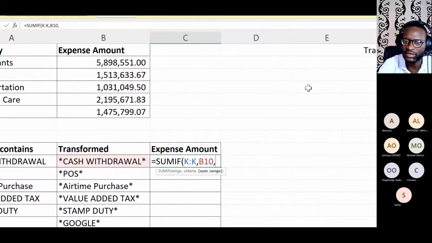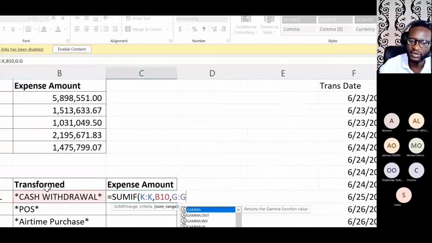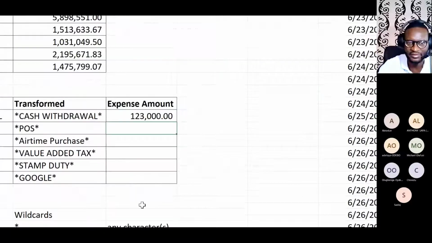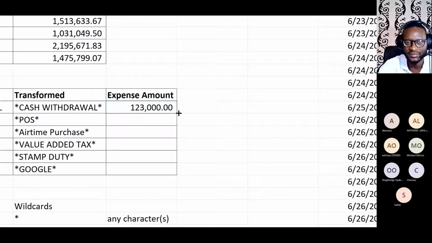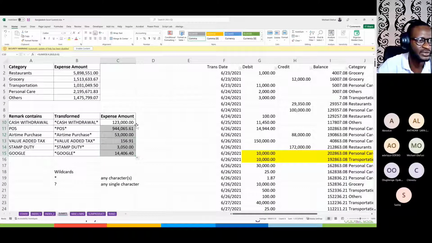So then the sum range, this range of values to sum up, that's the debit column. And that, my friends, is it. So clear? This is where we are going to draw the curtain today.